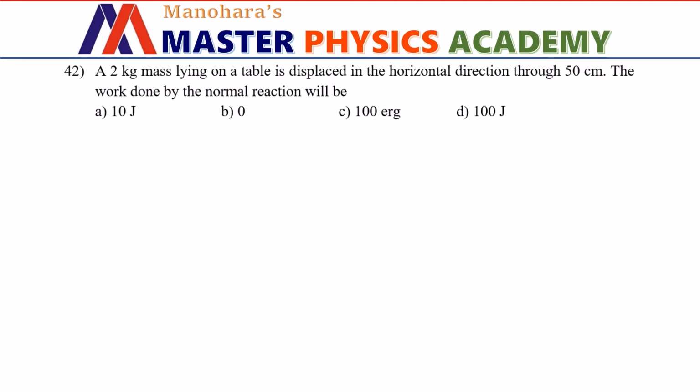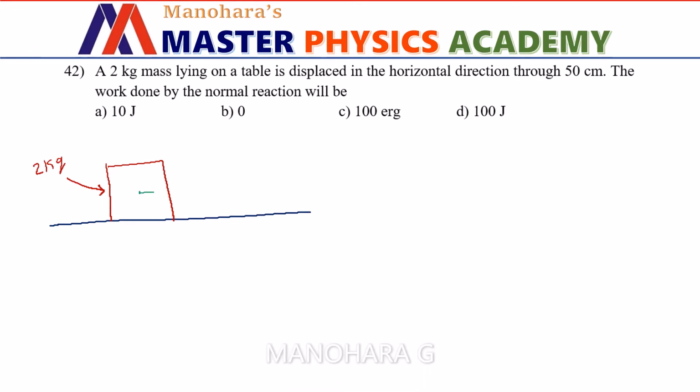A 2 kg mass lying on a table is displaced in the horizontal direction through 50 centimeter. The work done by the normal reaction will be. Here let us consider this as the surface of the table on which we have a block of mass 2 kg which is moved along the horizontal, so that the displacement produced is equal to 50 centimeter. The question they are asking is, what is the work done by the normal reaction?